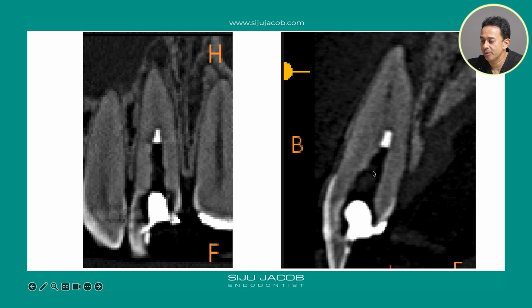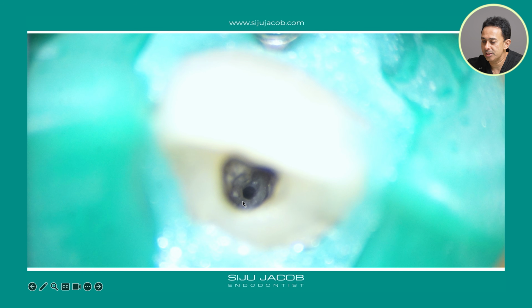to find the canal. So once I have that information with me and I go back into the canal, I know that this is where I was drilling earlier and the actual canal is somewhere here. So armed with that information, that's exactly where we found the canal. And once you find the canal, the rest of the procedure was fairly straightforward.